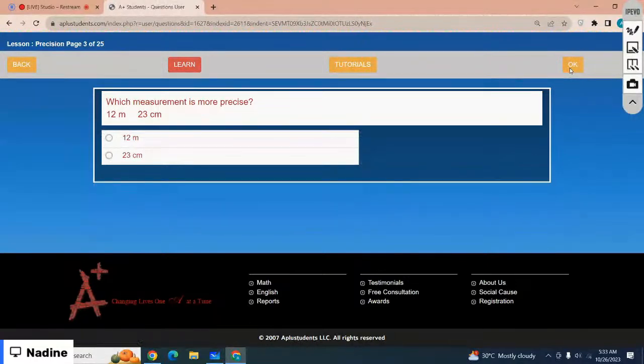Which measurement is more precise, 12 meter or 23 centimeter? Which is the correct option? One of them is in meter and the other one is in centimeter, right? Centimeter is a smaller unit than the meter, so the one in the smaller unit is more precise. So the correct option is 23 centimeter. That would be more precise, right?